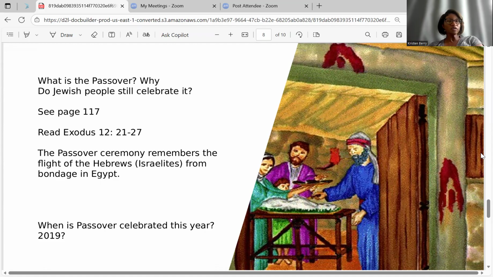The Passover ceremony remembers the flight of the Israelites, or the Hebrew people, from their bondage in Egypt. And God said, I'm going to protect y'all. I'm going to keep you. But what I need you to do is, if you see the picture right here on the right-hand side, you see something at the top? That was the blood of an animal, a sacrificial animal.